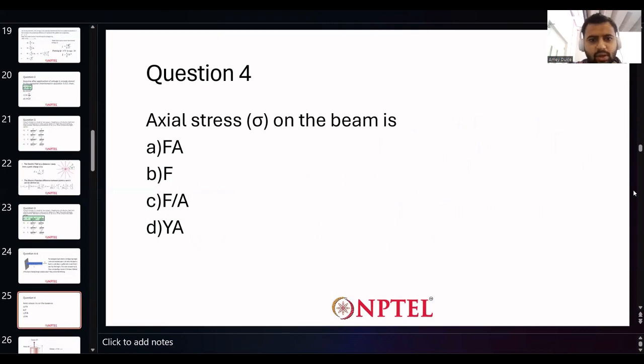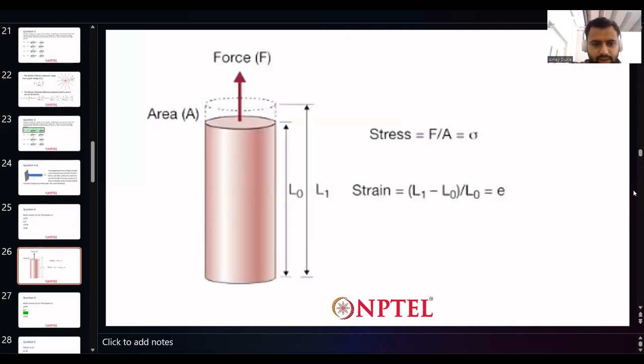The axial stress on the beam is given by F by A. Any guesses? So basically, axial stress is the one which is passing through the main axis. There are two types of stress: axial stress and tangential stress. The tangential stress is called the shear stress, and the axial stress can be either compressive or tensile in nature. In this case, since it's being pulled, it is a tensile stress. So yeah, this is how it is.